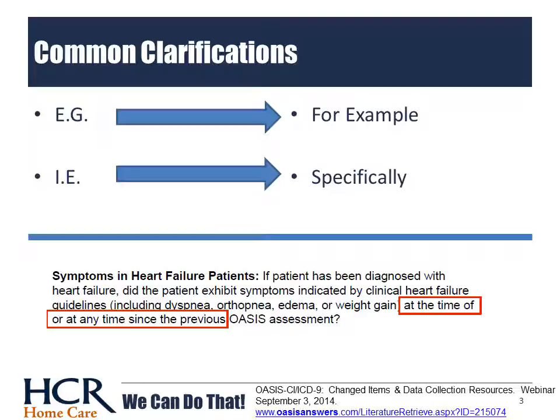Another common clarification you'll find throughout OASIS C1 is specification on the time frame in question, such as with this example of heart failure symptoms. The question asks if the patient is diagnosed with heart failure and has had any symptoms of heart failure at the time of or any time since the previous OASIS assessment. OASIS guidance for this item has always been that the time frame in question includes the time frame of the previous assessment plus any time since the previous assessment. So now we see the language of the question matches the current OASIS guidance.